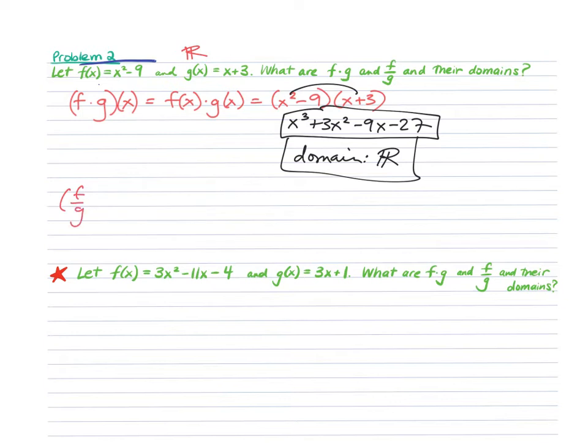So this is the division one. This would be f of x over g of x. And so here we put in our x squared minus 9 divided by x plus 3.